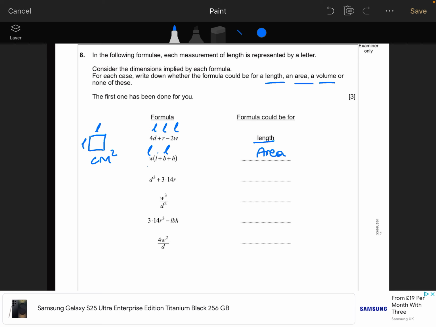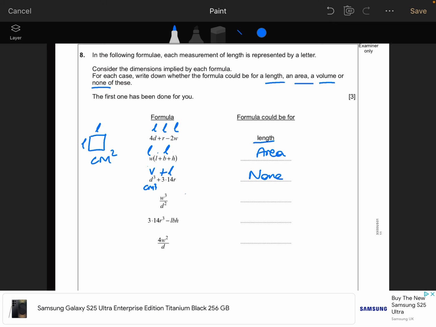Okay. So the next one, I've got a length cubed. Well, that's a volume, isn't it? Centimetres cubed. That's a volume. And I've got 3.14 times by another length. Okay, well, that will just be a length, won't it? A number times by a length is a length. Can I add a volume and a length together? Well, they're not the same things, are they, at all? So we will put none for that because it's given us that option of none there.